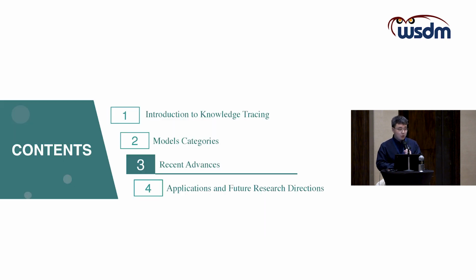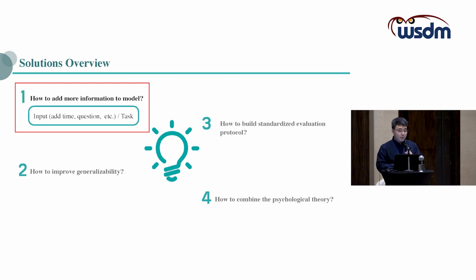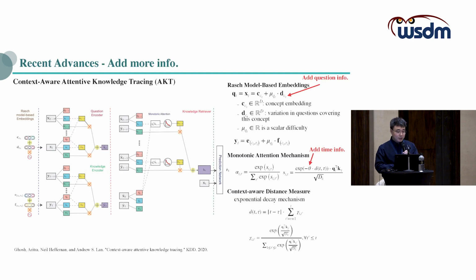Okay, now I will talk about recent efforts on how to solve these challenges. The first one is about adding more information. There are 2 categories. The first one is we can add more information in the input, or we can add more tasks in the KT.